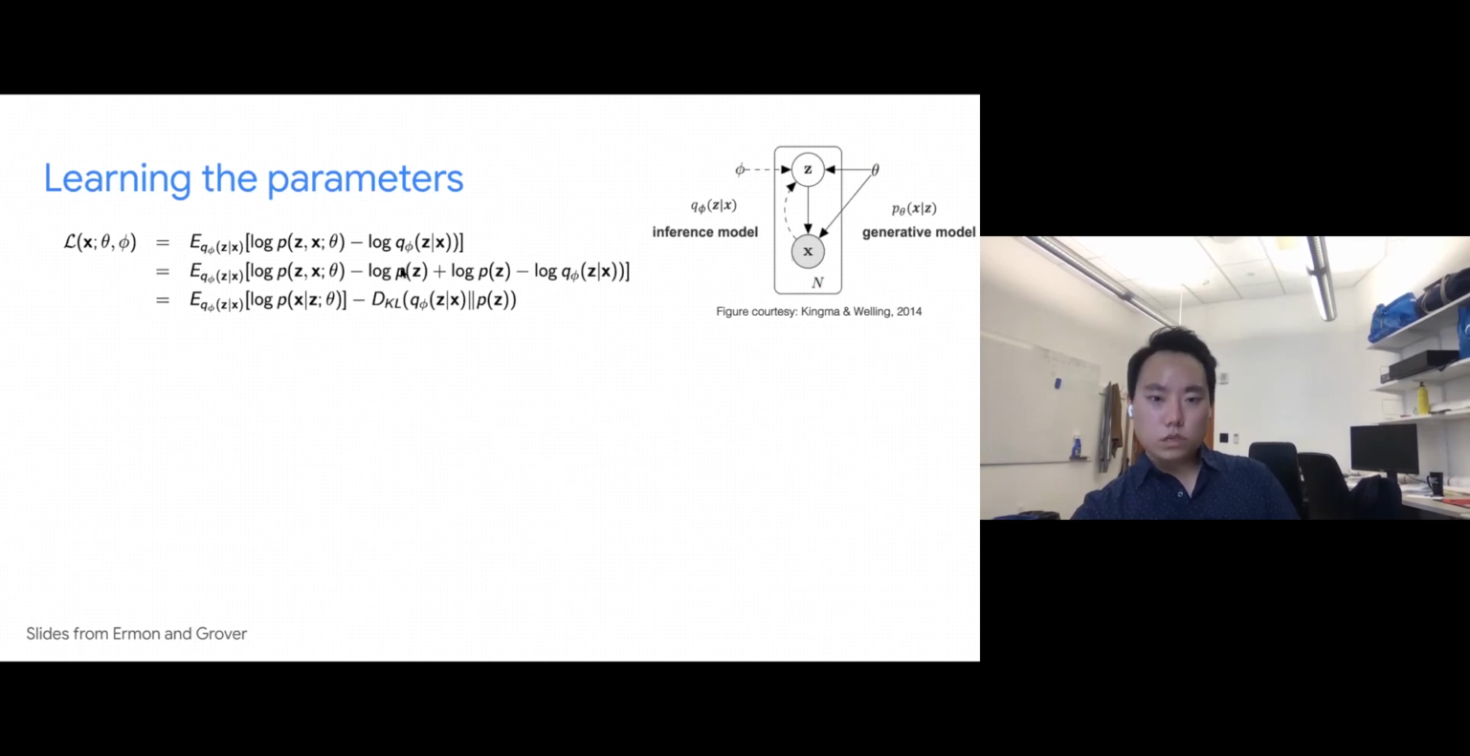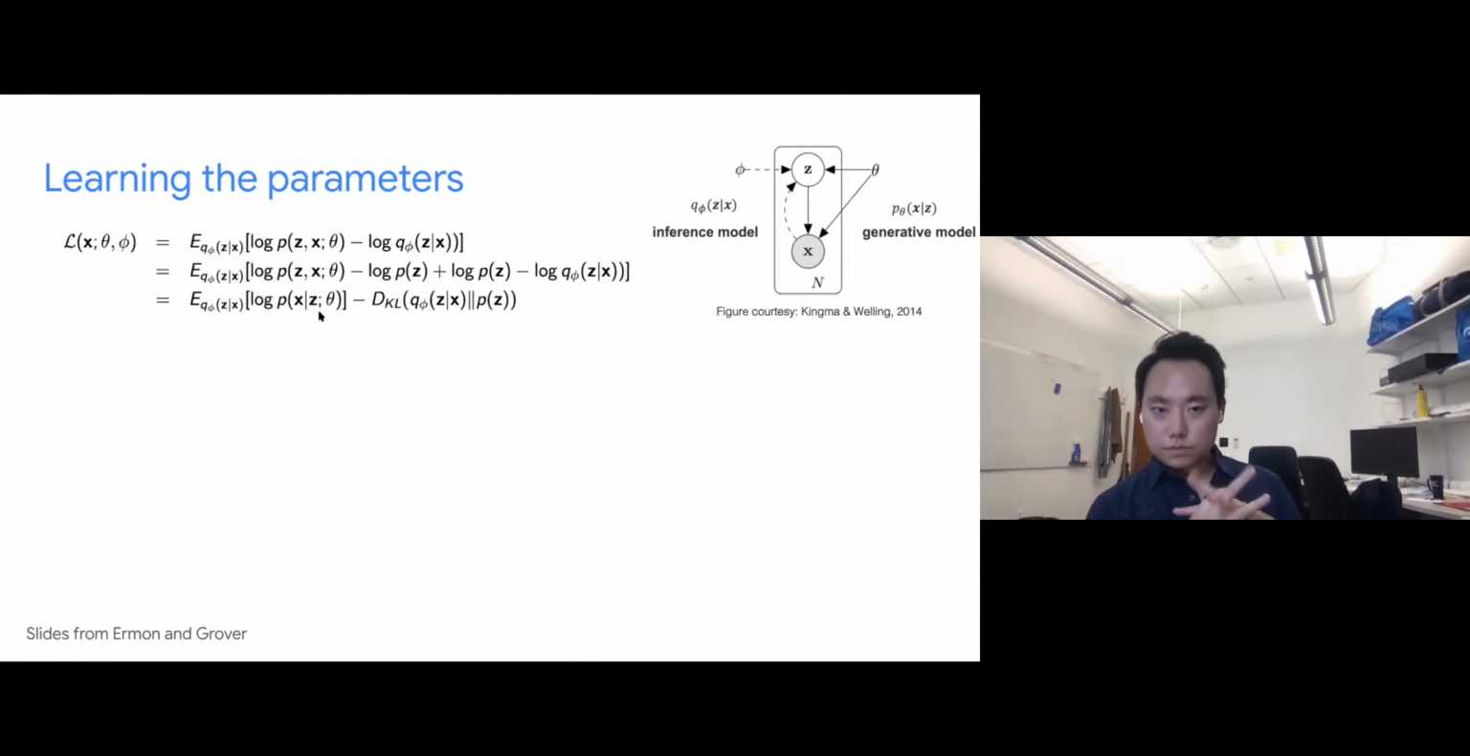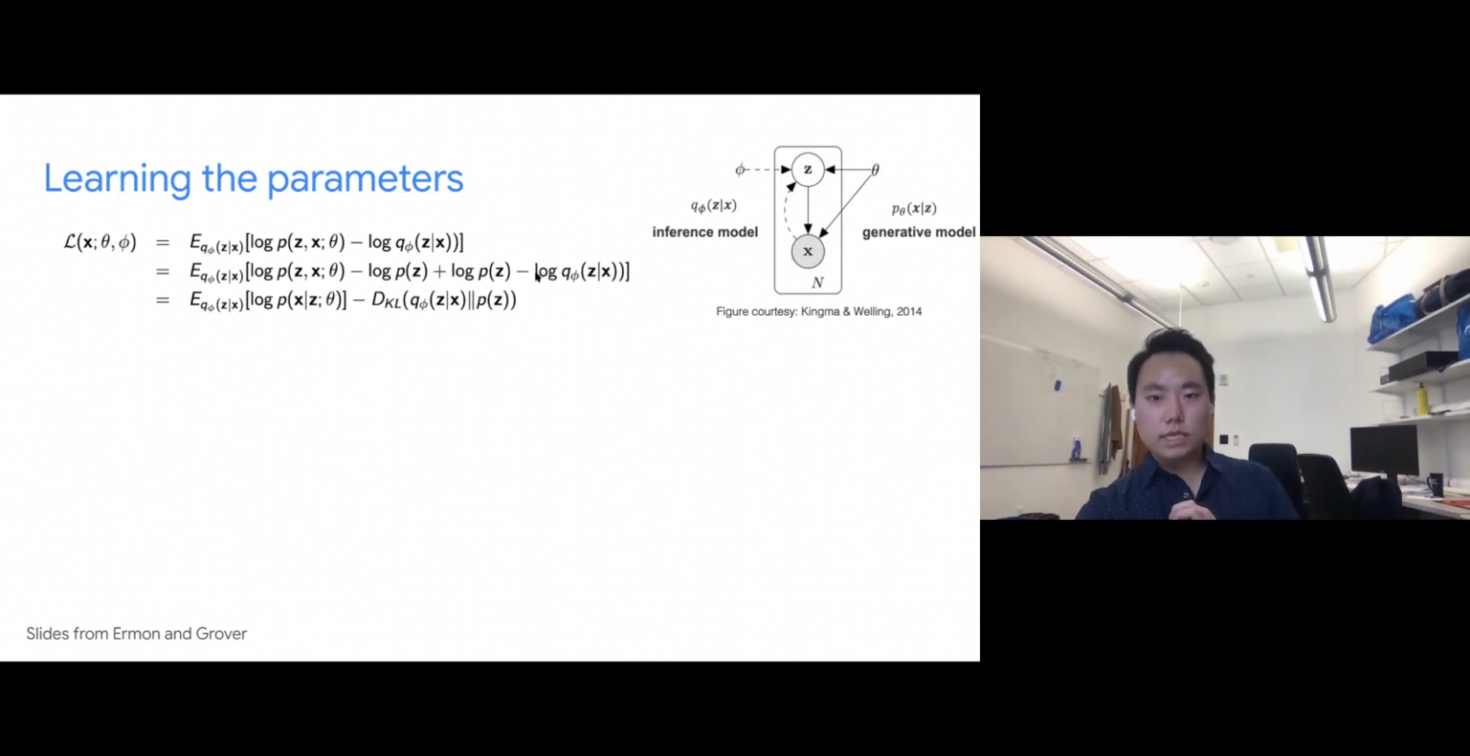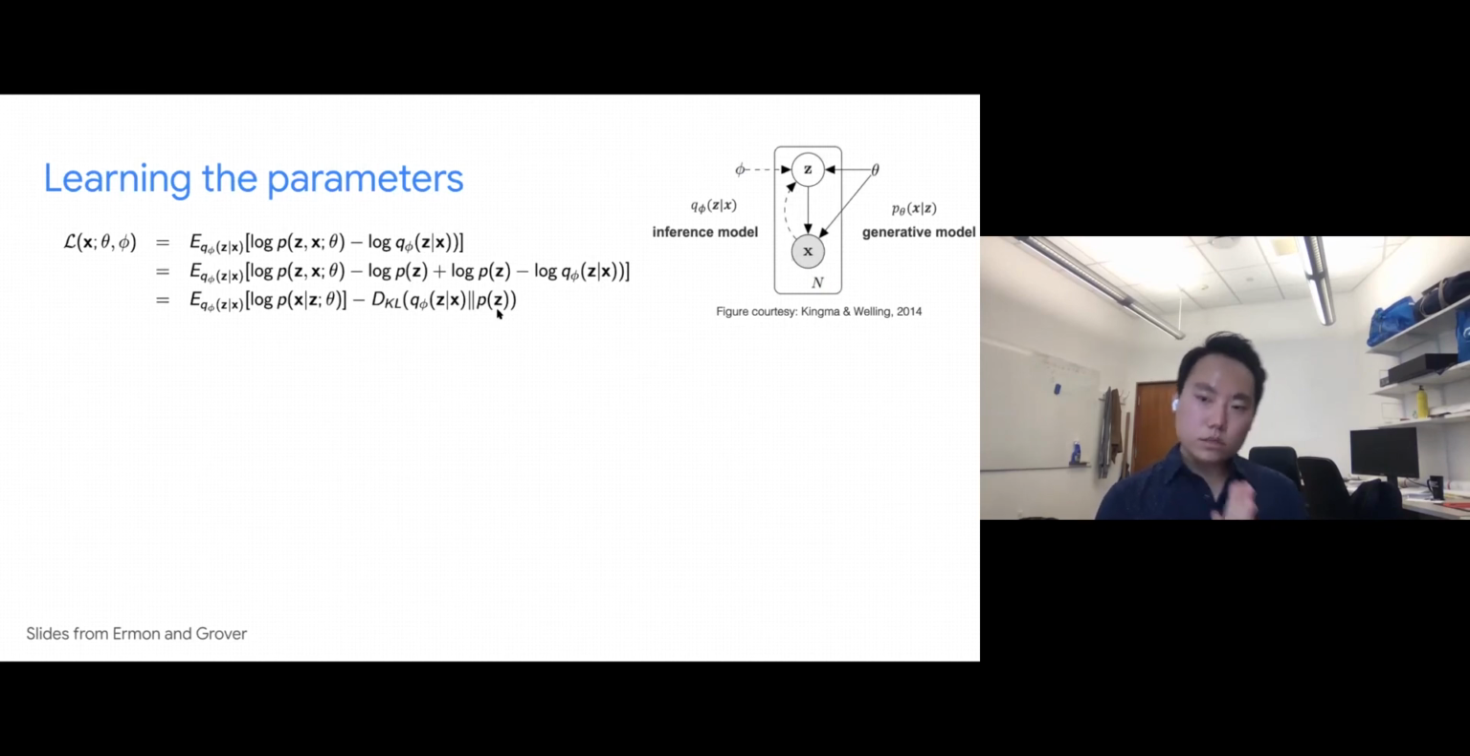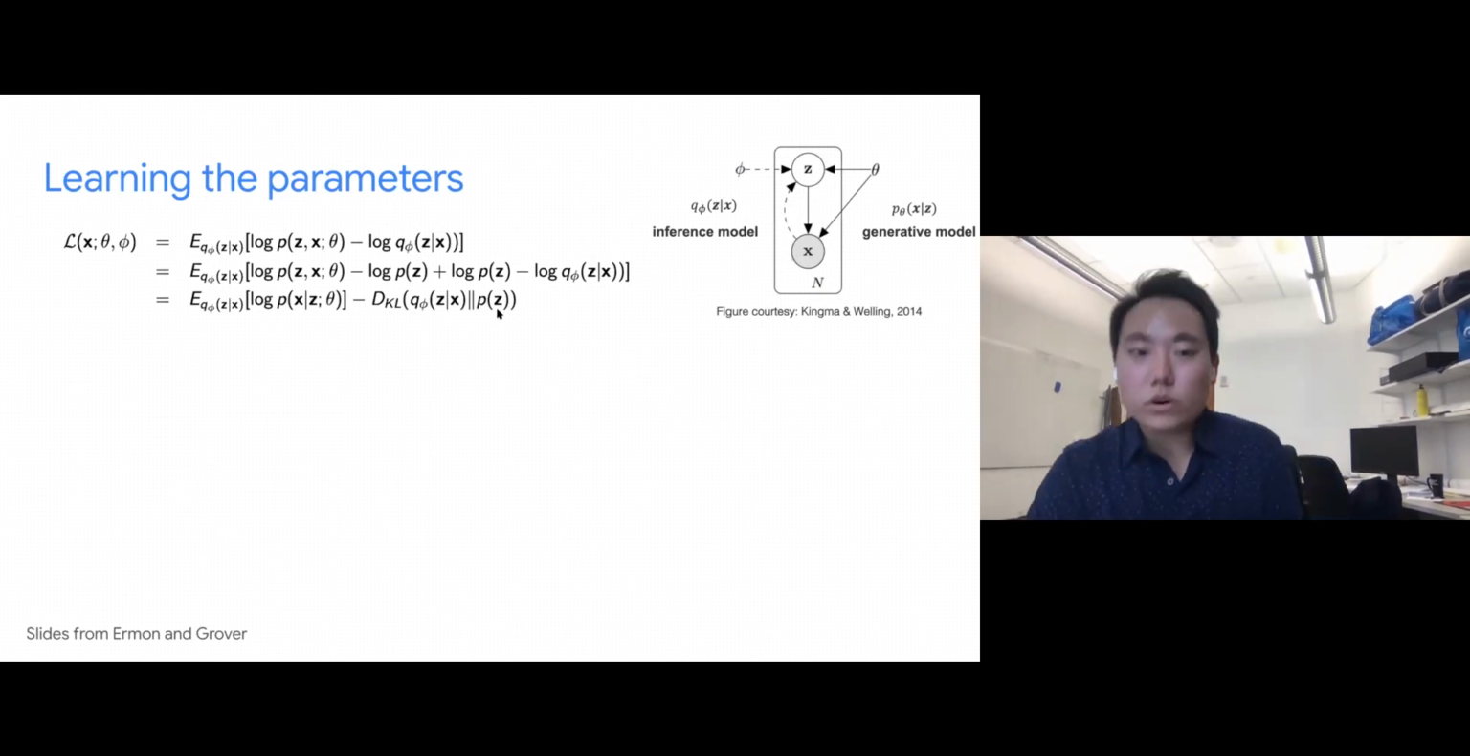I'm going to group the first two terms together. So this joint minus log of the marginal is going to give log of P of X given Z. And the second term, log P of Z minus log Q of Z under the expectation of Q, is exactly the KL divergence between your Q of Z and P of Z. So let's look at these two terms more in depth.